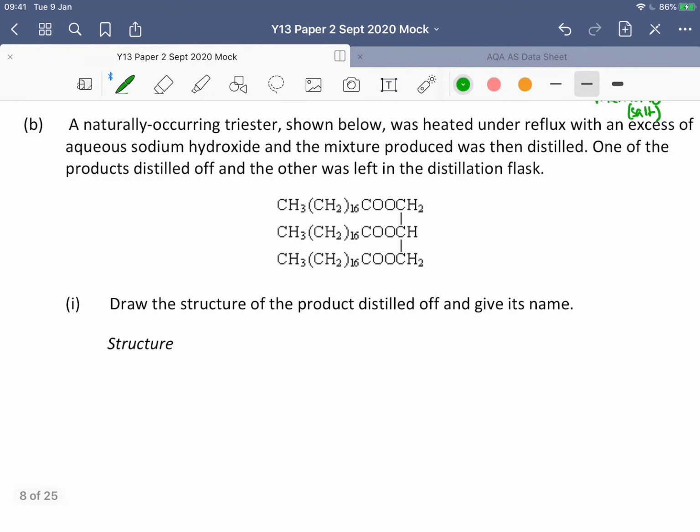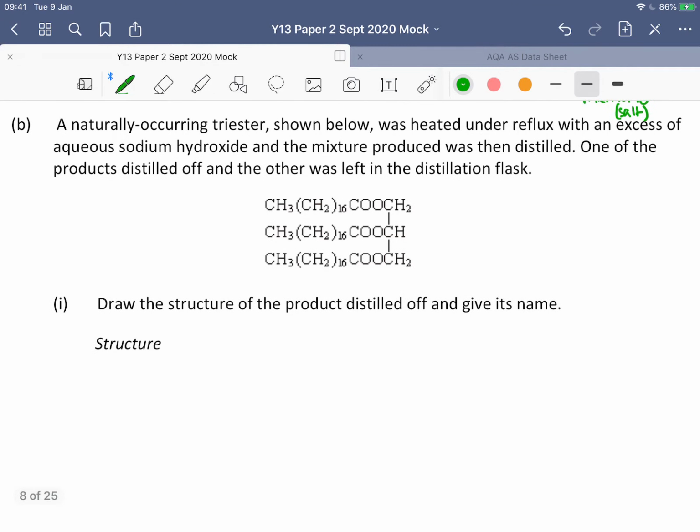Okay, so a naturally occurring triester, shown below, was heated under reflux with an excess of aqueous sodium hydroxide, and the mixture produced was then distilled. One of the products distilled off and the other was left in the distillation flask. So I think it's helpful to think about this. You're reacting it with sodium hydroxide. Let's not worry about balancing it. Well, I'll balance it at the end, but let's not worry about it at the moment.